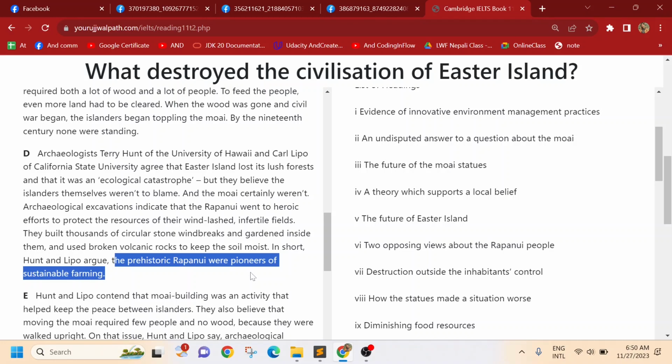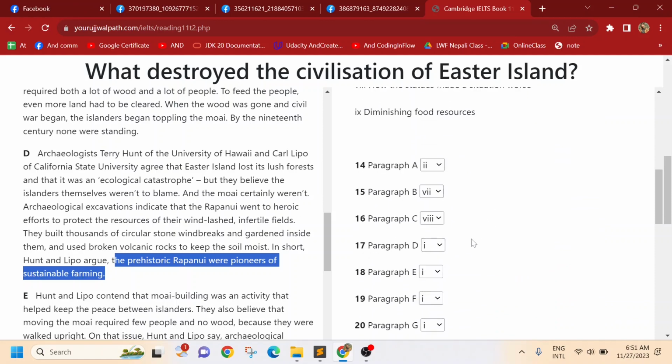What it suggests is that they were good people and they were pioneers of sustainable farming, meaning they could farm very sustainably, and farming sustainably also suggests environment management practice. So it's saying evidence of innovative. To find the evidence of innovative, you might read further inside, but at least this line suggests the first option. So even without reading, this meaning can be comprehended as the first option. Okay, so I'm choosing D as the first one.